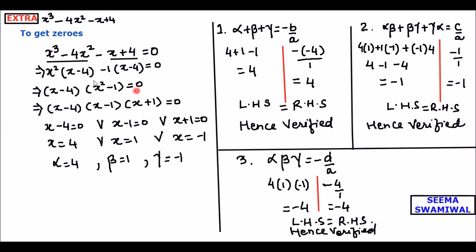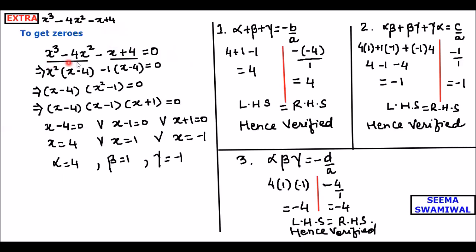So this is an extra question, children. We have a cubic polynomial x cube minus 4x square minus x plus 4. Now again, you want to find the zeros of the polynomial. To get the zeros of the polynomial, we have to put it equal to zero. This type of question, once again, you have done in your class 9.